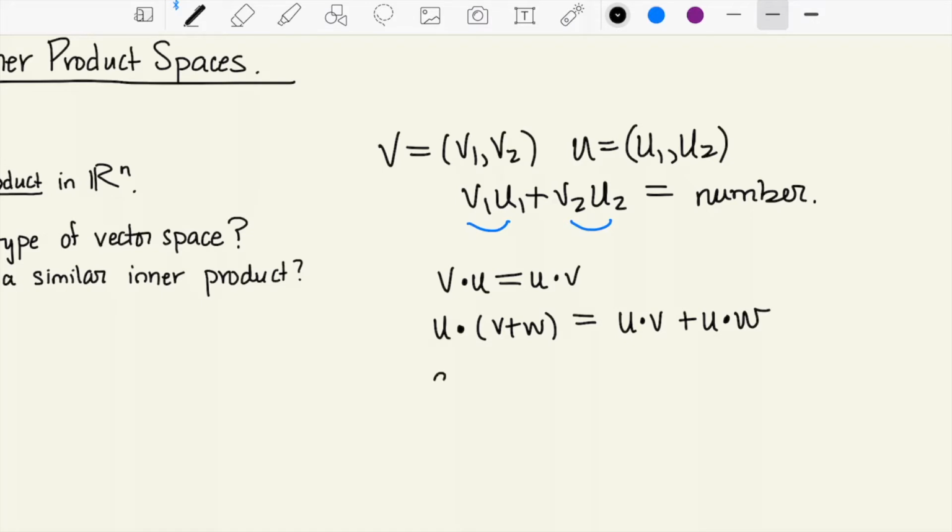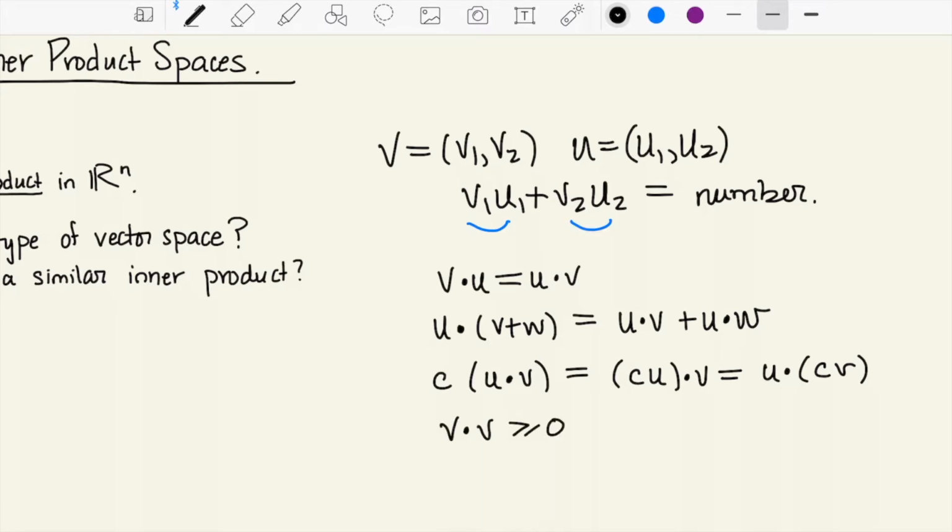If you have a scalar involved, then a scalar multiplied times u dot v, which is a number, is the same number that you'd get as taking the scalar multiple of u dotted with v, or u dotted with the scalar multiple of v. And lastly, if you take a vector and you dot product it with itself, you're definitely going to get a number which is greater than or equal to 0. And it's equal to 0 if and only if v is actually equal to the 0 vector. So these are four very important properties of the dot product.